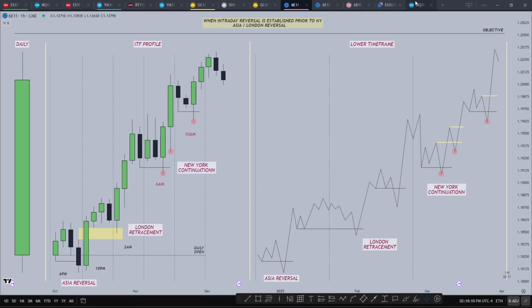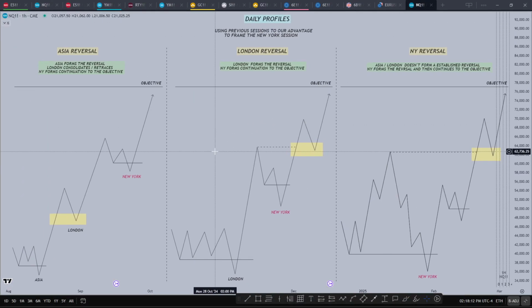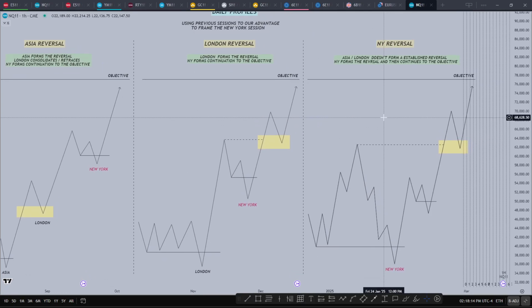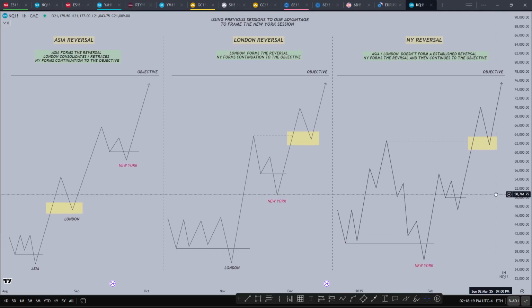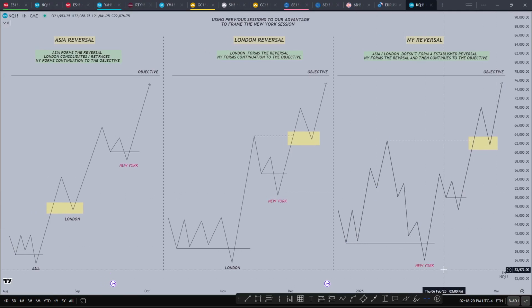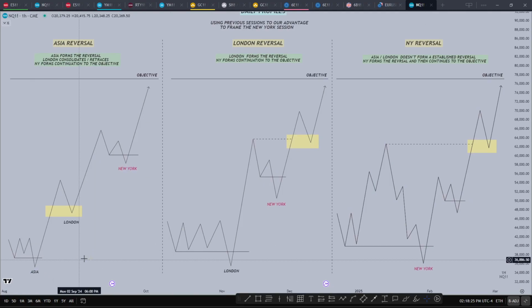And I will talk about invalidations, like why I stay a bit cautious when New York doesn't form the high or low of the day. When Asia forms the high or low of the day, I am okay with London forming the high or low of the day, but I stay a bit more cautious when Asia forms the low of the day or high of the day.